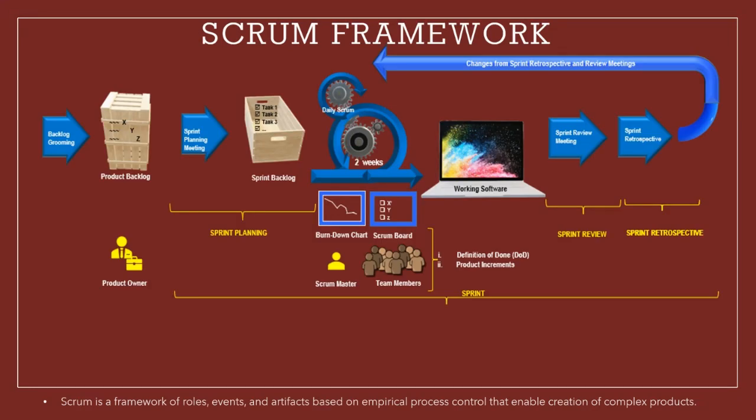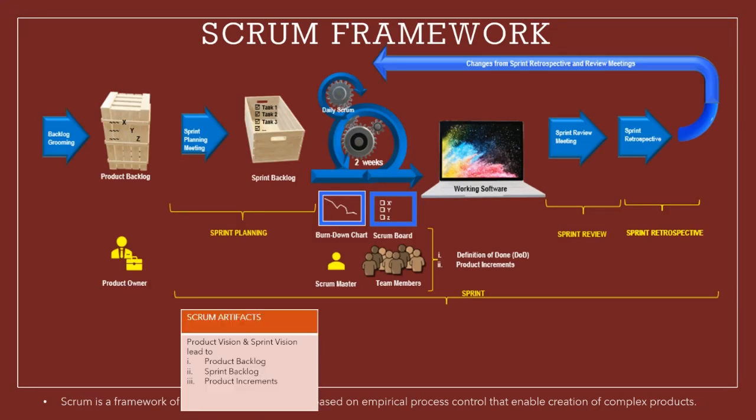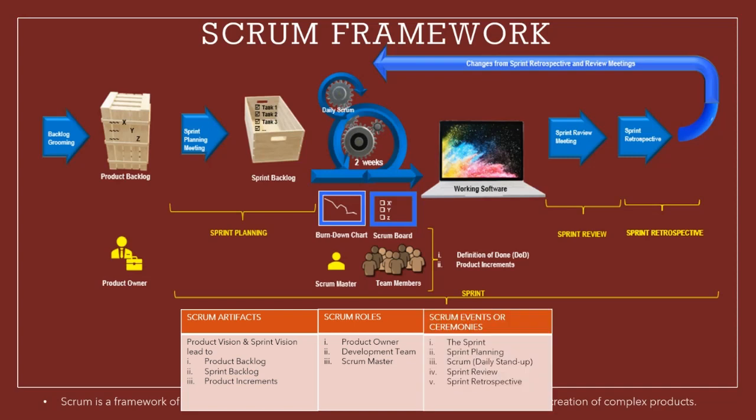Now let us see what is the Scrum Framework. Scrum is not just a process which produces a high quality product. Rather, Scrum is a framework of roles, events, and artifacts based on empirical process control that enables creation of complex products. The Scrum framework has three artifacts, three roles, and five ceremonies. Let us have a look at each of these in detail.